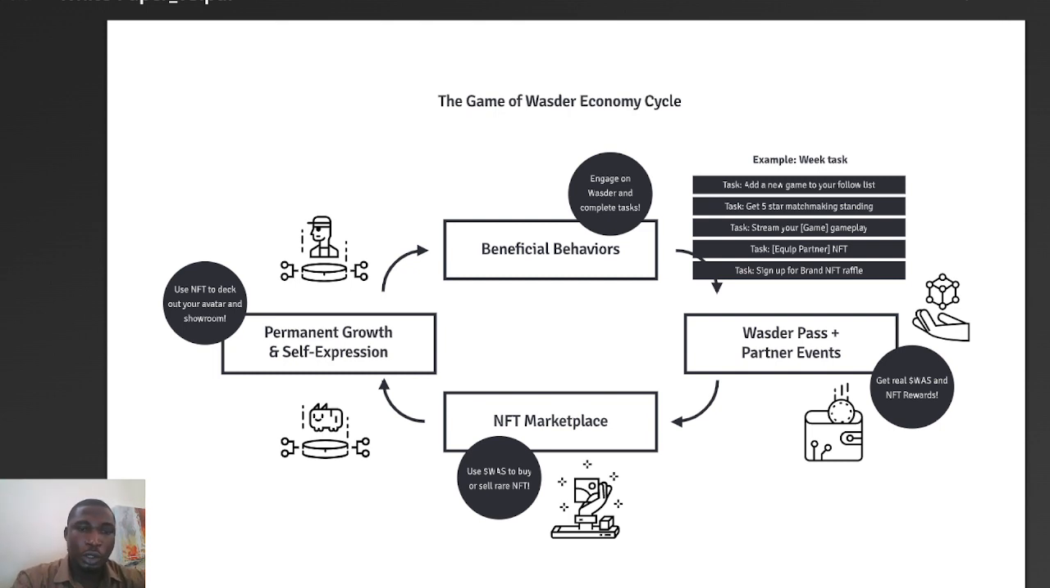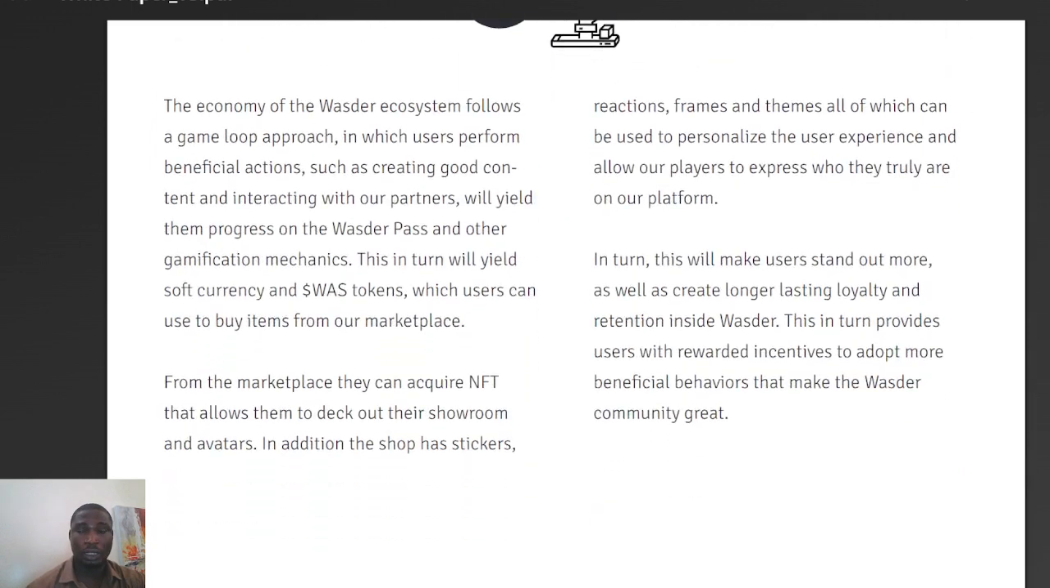You can see use NFT to check the dex and also the showroom. We have permanent growth and self-expression. We have the marketplace. We have beneficial behavior. We have partnership events and all. So this is the game cycle of how it works.